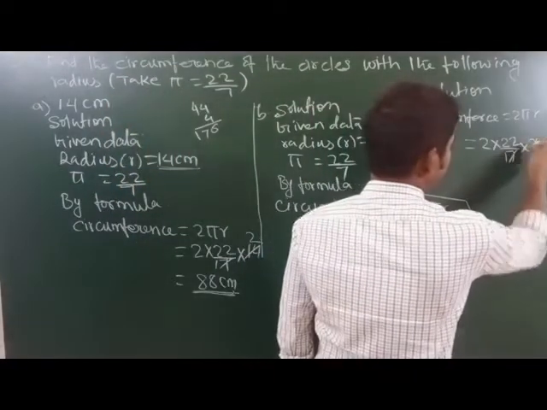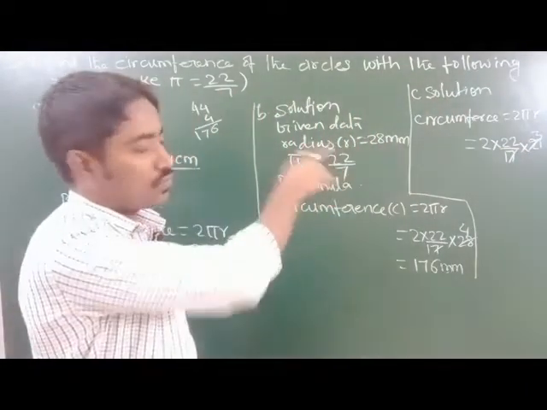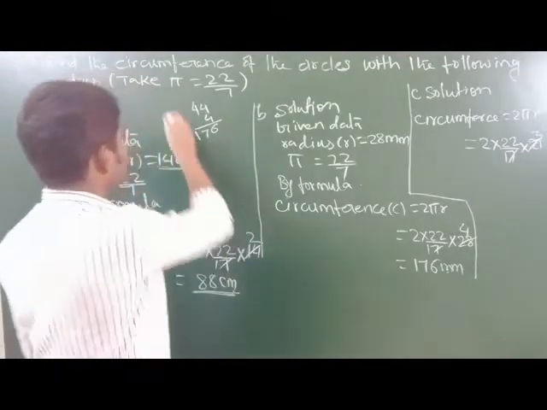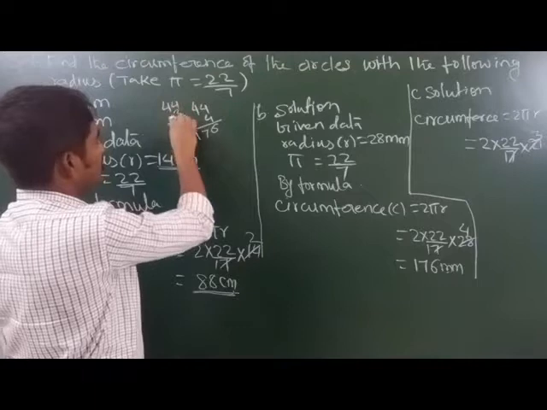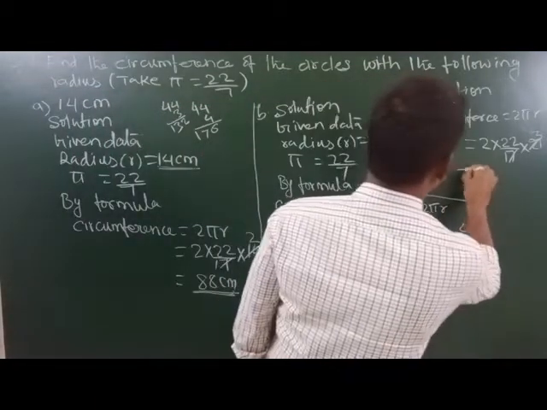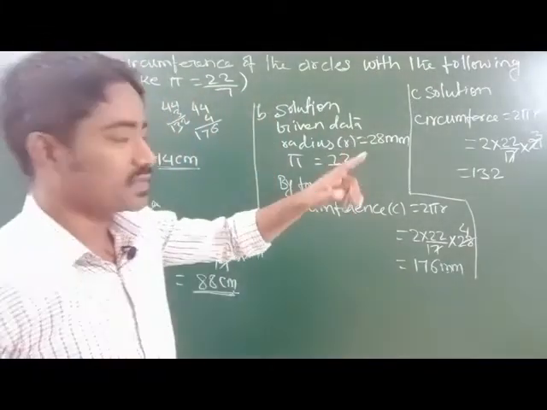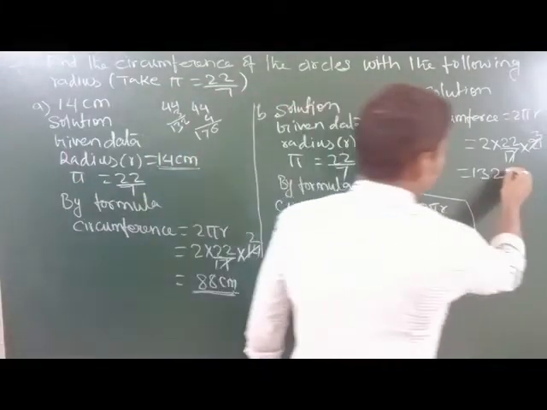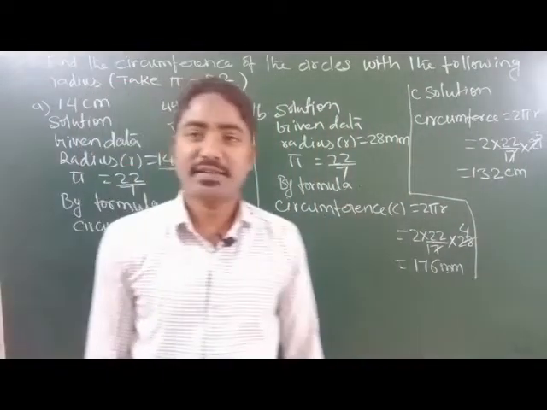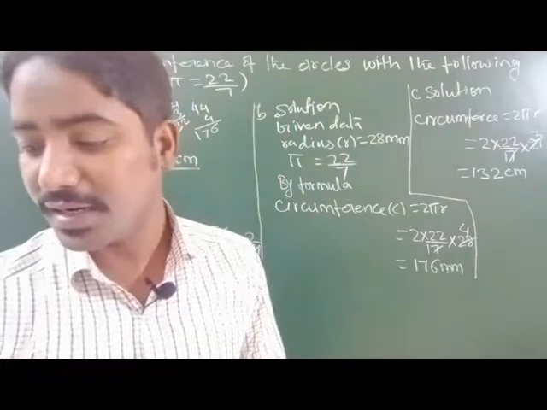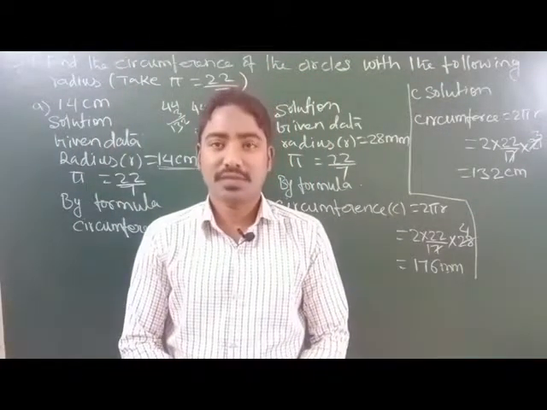So here 7 1 is 7, 7 3 is 21. Okay, now 22 2 is 44, and 44 3 is we will see here 4 3 is 12, 4 3 is 12 plus 1 13, means you will get 132. And what will be its unit? Since radius is given in centimeter, so its unit will be also centimeter. Okay, so like this, by simply putting the given values, that is the radius and pi value, we are calculating the circumference of any circle.